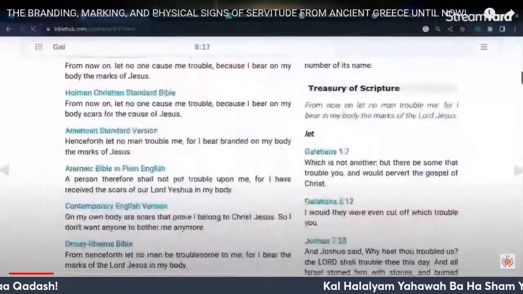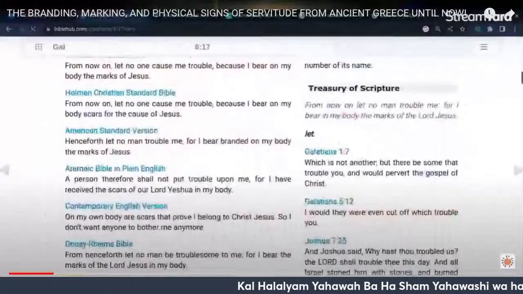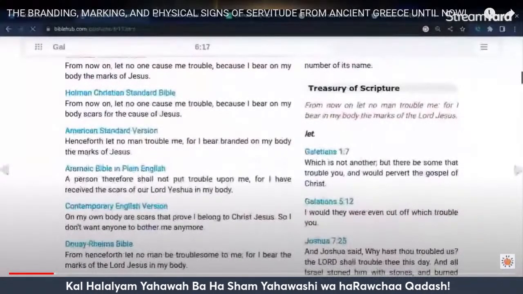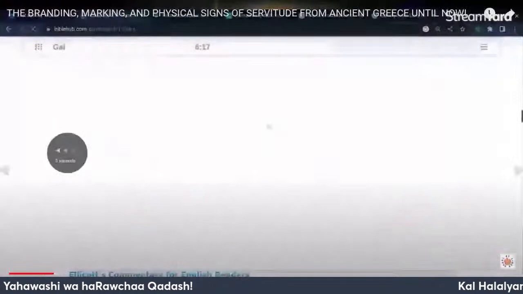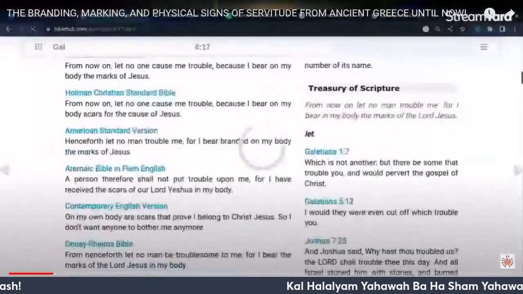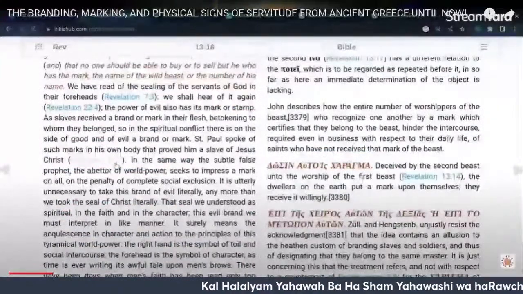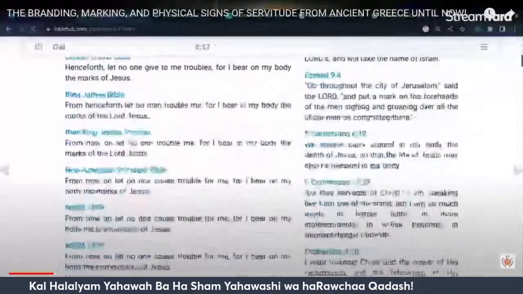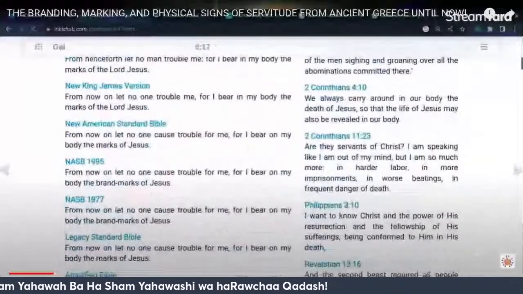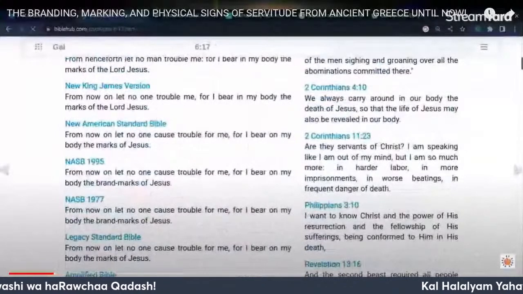All right. So this is Galatians 6:17. This is what they quoted, as if to say that the mark is only going to be spiritual, where Paul said that right here. He says, let me get in there, KJV: From henceforth, let no man trouble me, for I bear in my body the marks of the Lord Yahushua. Right.